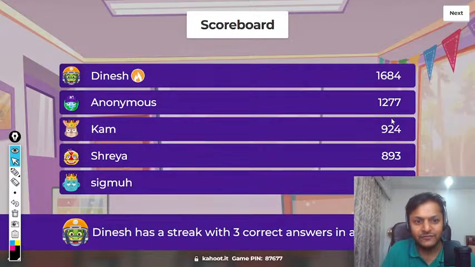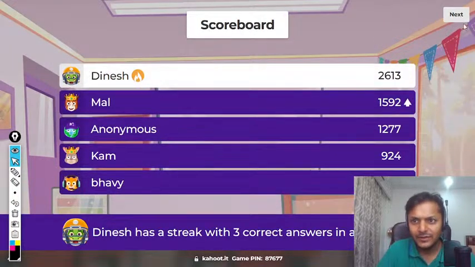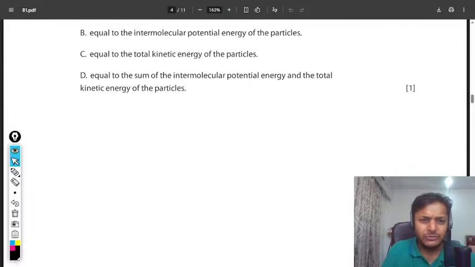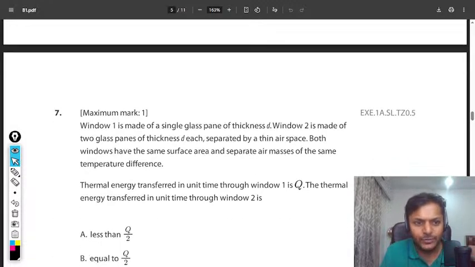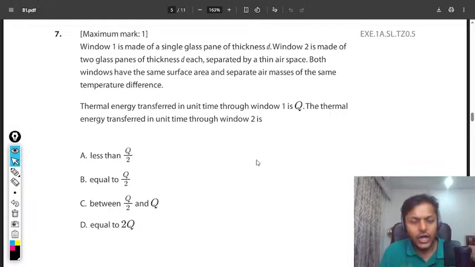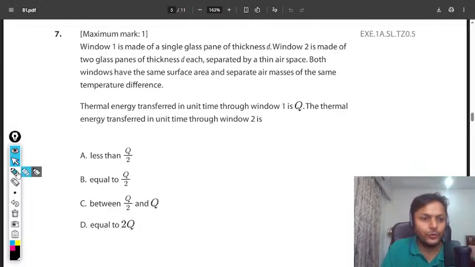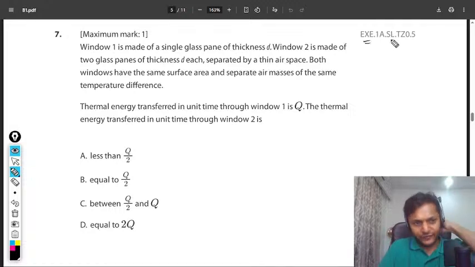Question number 5. Sorry for all the mistakes in this test. It has never happened earlier. I don't know why it happened in this test. All the best for this question. It's a very good question. Very good question. It was asked in examples from IB Physics.